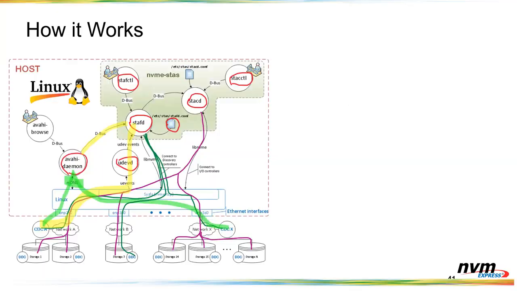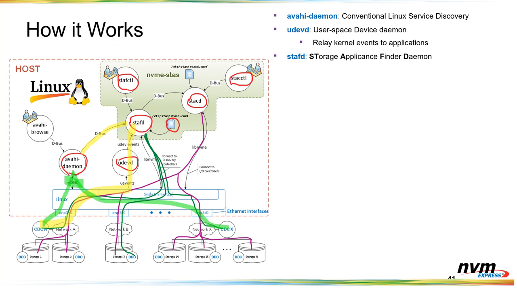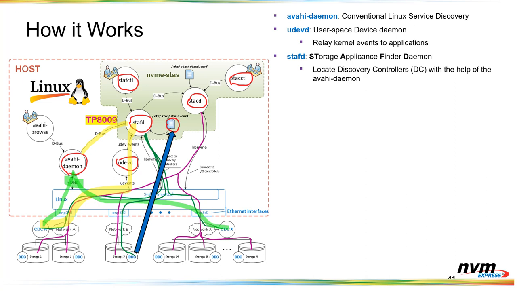So how does it work? This is the structure. We have the Avahi daemon, which is a conventional Linux service discovery that performs mDNS. We have the mDNS discovery that is enabled to discover the CDCs and the DDCs. Then we have udev, the user space device daemon that enables relaying kernel events to applications. All this is standard Linux. Then we have stafd, the Storage Appliance Finder daemon. This is the main one that is implementing TP8009.